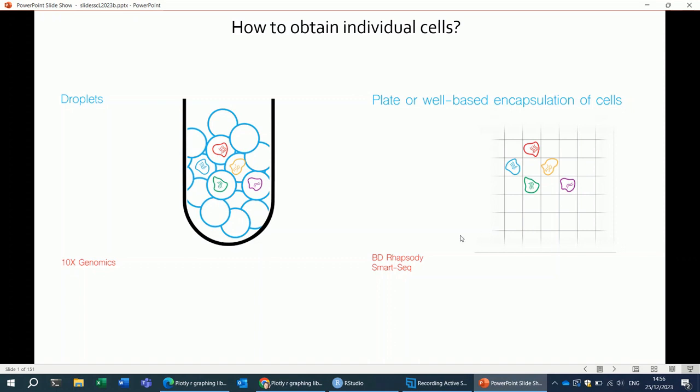In this course, we will focus on the droplet-based systems because most people generate 10x genomics data, but the pipeline that we show is exactly the same when you start from BD Rhapsody data or even from SmartSeq or ParsBio data.